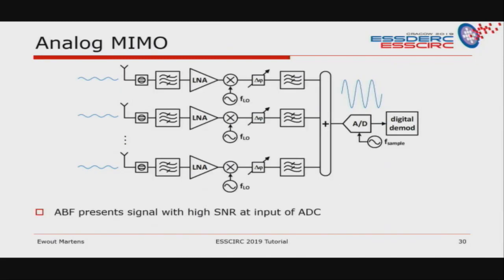So the analog MIMO works pretty simply. You have several antennas, and they receive a signal with a low SNR. Then you do a phase shift or a time delay. You add them all up, and you present to the ADC a signal with a high SNR, and then you just need to digitize that. You can do that phase shift in the baseband, you can do that at RF, you can also do it in the LO.